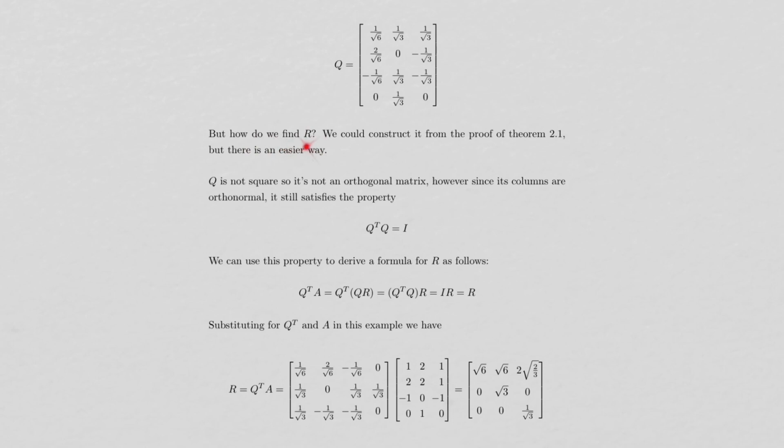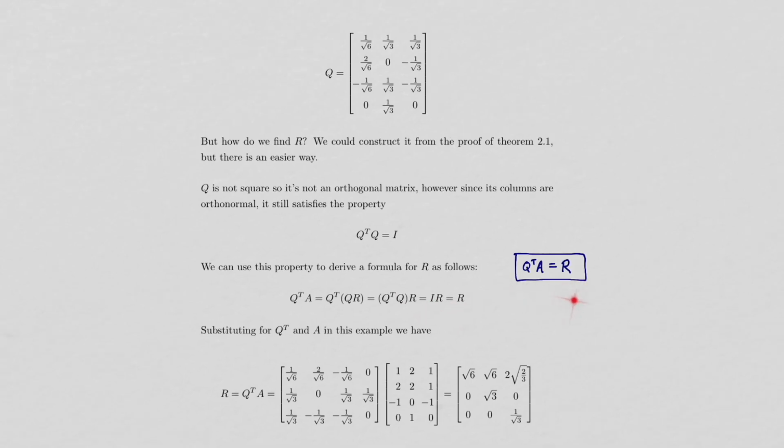Now, how do we find the matrix R? Well, we could look at the proof of theorem 2.1 and how R was constructed there and try to construct R for this specific example, but there's an easier way. Q is not a square matrix, so it's not orthogonal, but its columns are orthonormal, so it still satisfies the property that orthogonal matrices satisfy. In particular, Q transpose Q is equal to the identity. And we can use this to derive a formula for R. If we just multiply A on the left by Q transpose, we can replace A with QR, and then Q transpose Q is the identity, so the identity times R is just R. And that gives us a handy formula to use to calculate R.